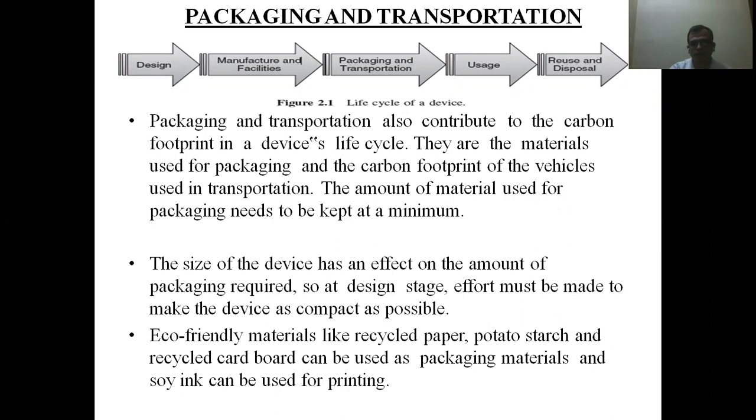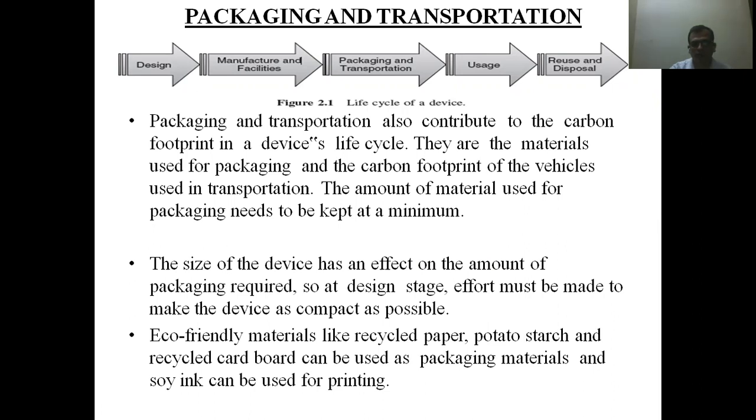The size of the device affects the amount of packaging required. If the size of the device is more, obviously the packaging content increases. So at the design stage, efforts must be made to make the device as compact as possible. While in the manufacturing phase itself, if the device component size is very small, obviously the packaging also requires fewer raw materials. Eco-friendly materials like recycled paper, potato starch, and recycled cardboard can be used as packaging materials, and soy ink can be used for printing.